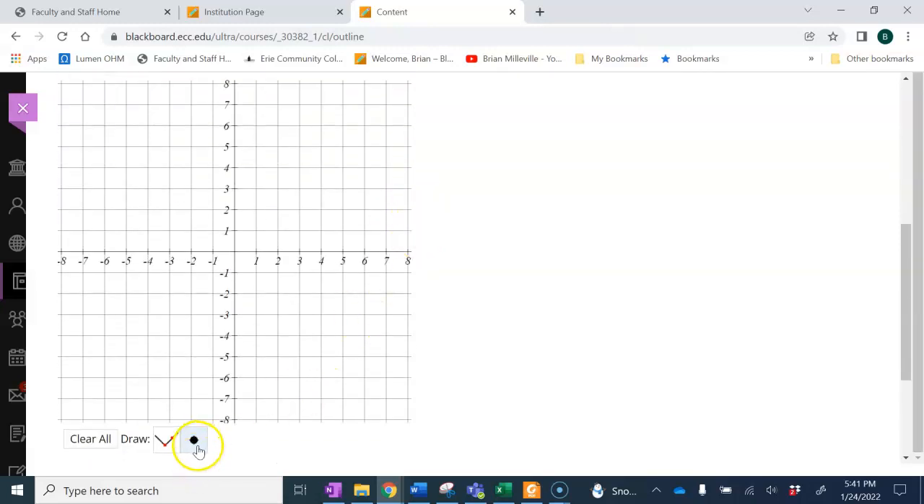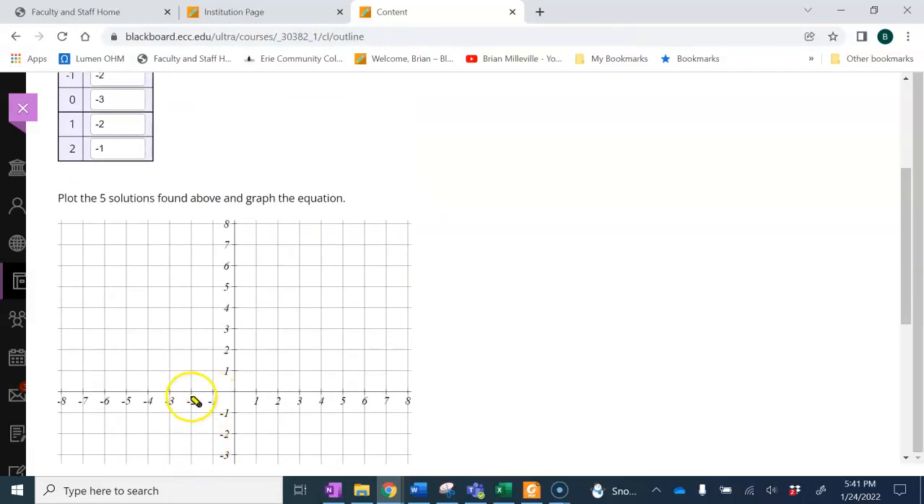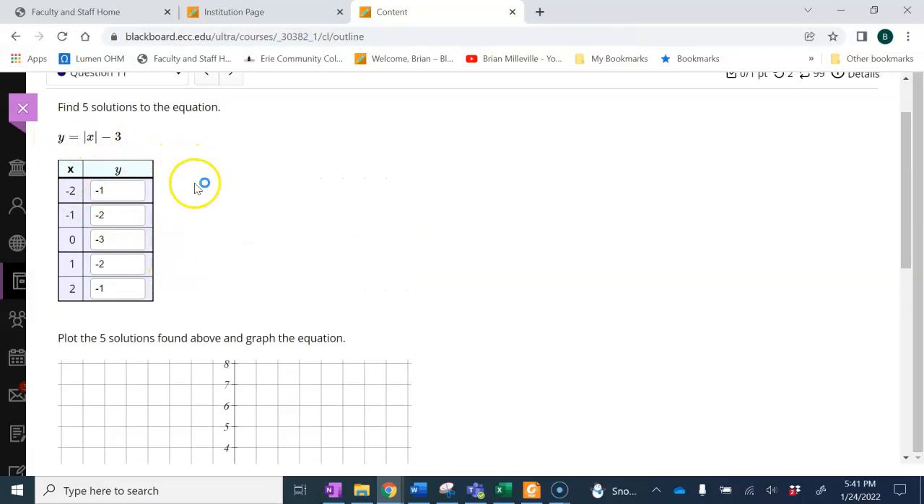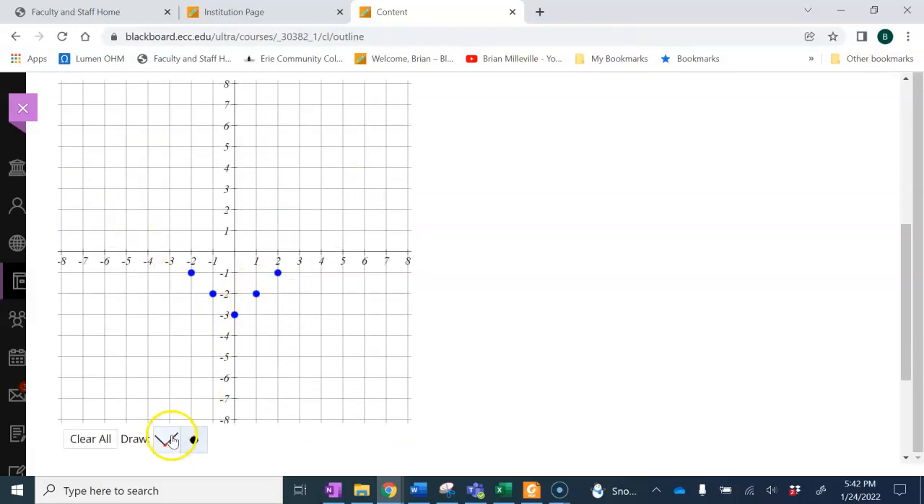All right, so let's use the point tool first. We're going to go (-2, -1). That's our first point. And (-1, -2), (0, -3), (1, -2), and then (2, -1). All right, now what we're seeing is 5 points on the graph of the absolute value. This graph is y equals the absolute value of x minus 3. The absolute value function or graph has this V shape. Okay, so now we want to select the absolute value tool, and notice it's saying we've got to put the corner point to the absolute value.